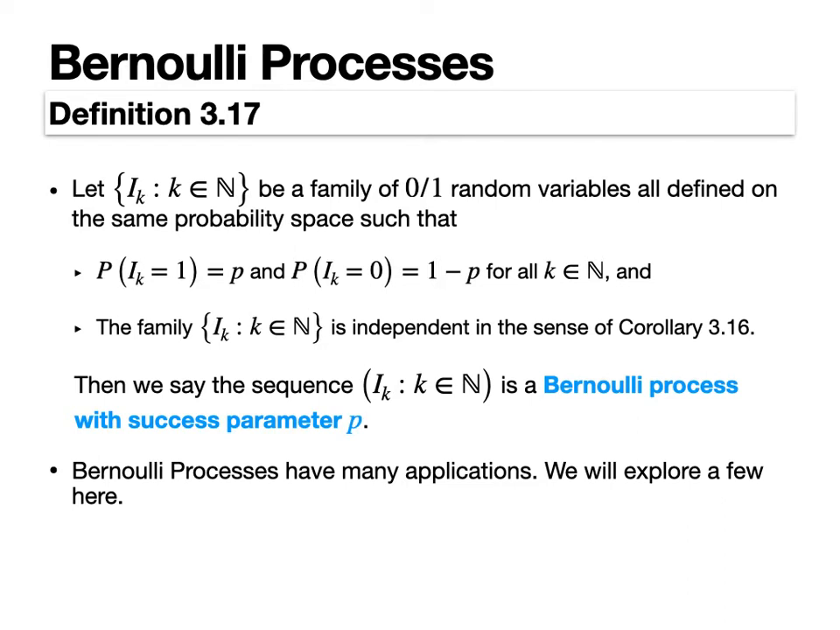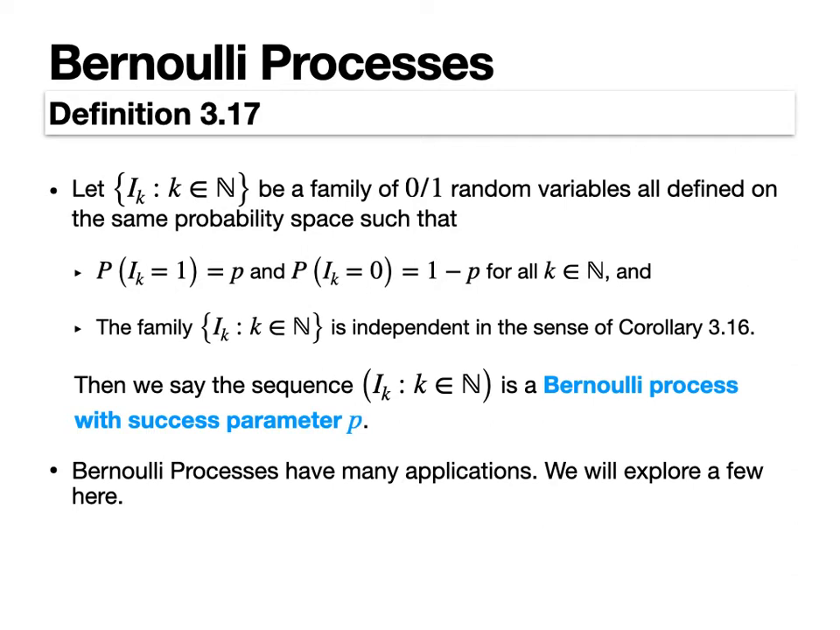Let's remind ourselves of what a Bernoulli process is. This is just definition 3.17 we've seen before. It's essentially a process of successes and failures in which successes and failures occur independently from trial to trial, but they occur with the same probability from trial to trial. So we have this family of indicator variables I sub k, which simply denote what happened on trial number k. I sub k is 1 if trial k was a success, and that happens with probability p. I sub k is 0 if trial k was a failure, and that happens with probability 1 minus p.